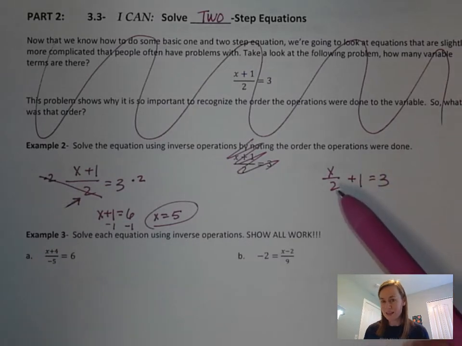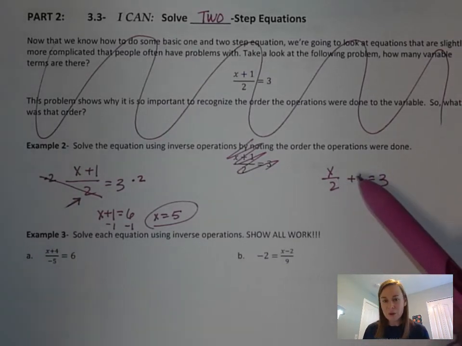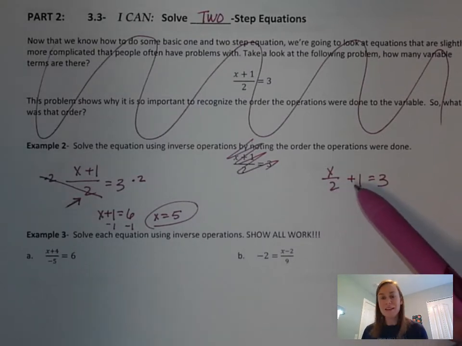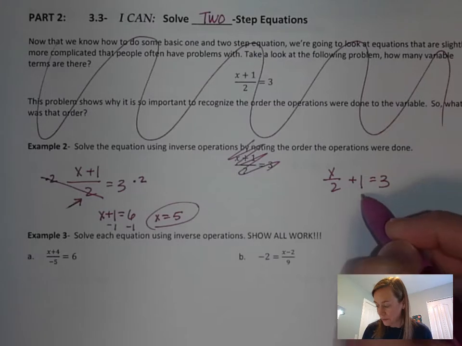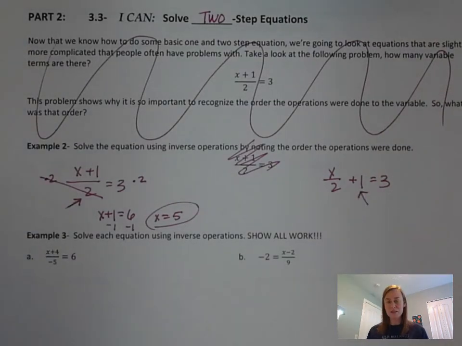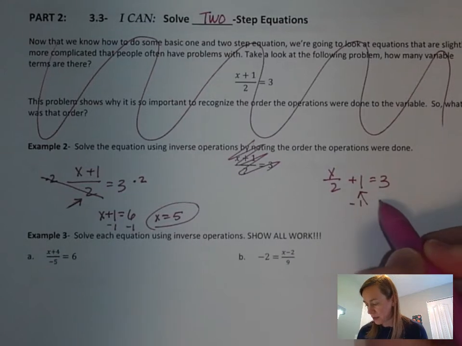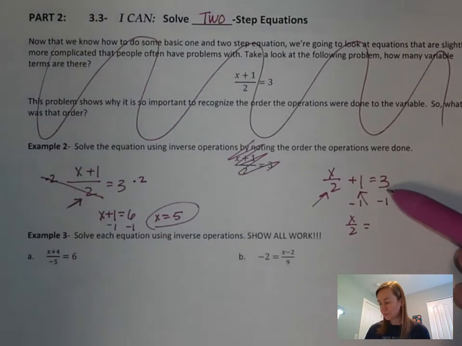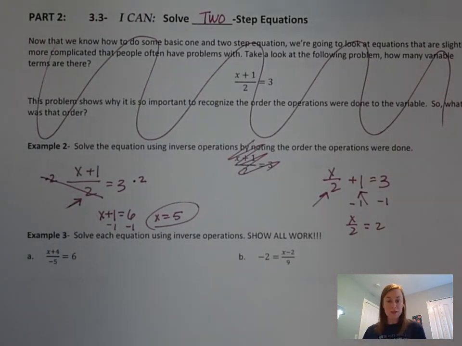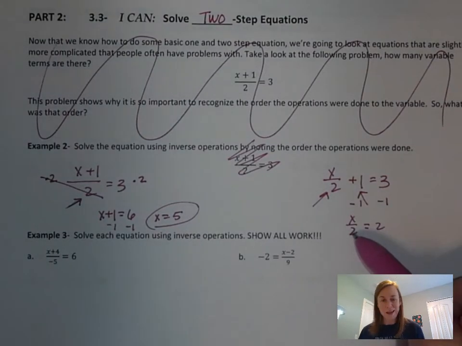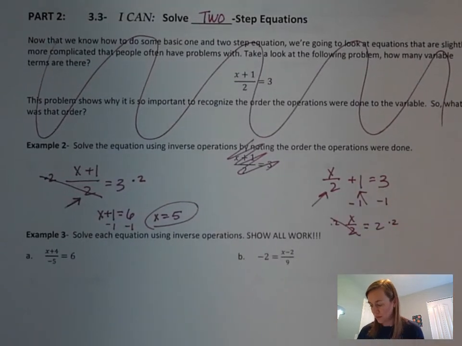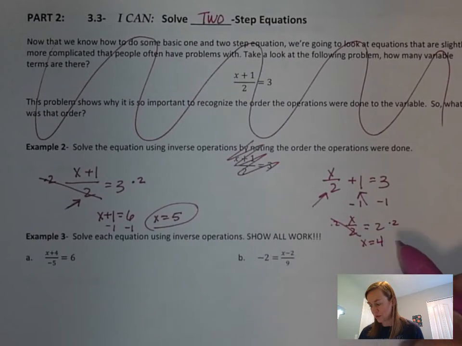Now, what if it's different? What if it looks like this? You have the little fraction, and then a number off by itself that's being added or subtracted. In this case, you do not get rid of the 2 first. What you have to do is get rid of the 1. How are we going to get rid of it? Right now it's being added, so we're going to subtract. And then we're left with x over 2 equals 3 minus 1 equals 2. Now you just have to get rid of the 2. As you know, when it's dividing by 2, you can get rid of it by multiplying by 2, using that inverse operation, and then we're left with x equals 4.